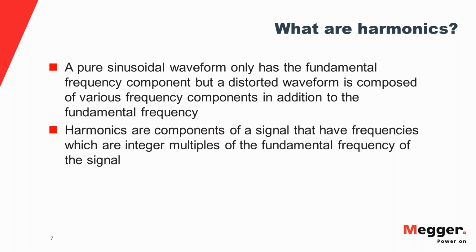So if you take a clean waveform, it will only have the fundamental frequency component, but in real life, there is always some amount of distortion present in the waveform, voltage or current. And that's because there are other frequency components present in the waveform apart from the fundamental frequency component. Now, those frequency components produce distortion. And the frequency components which have frequencies that are integer multiples of the fundamental frequency are called harmonics.